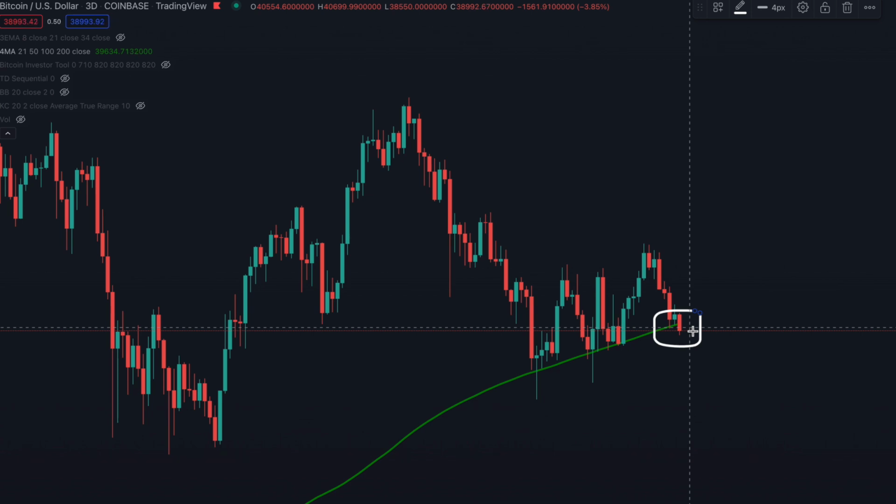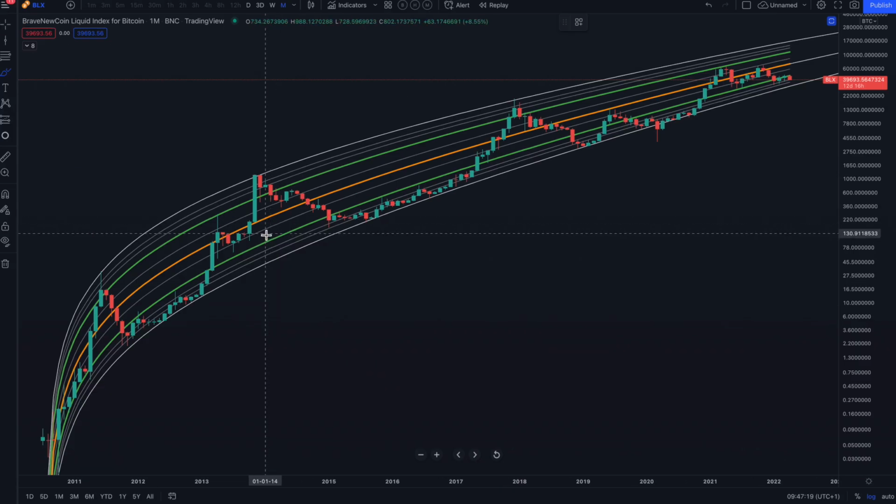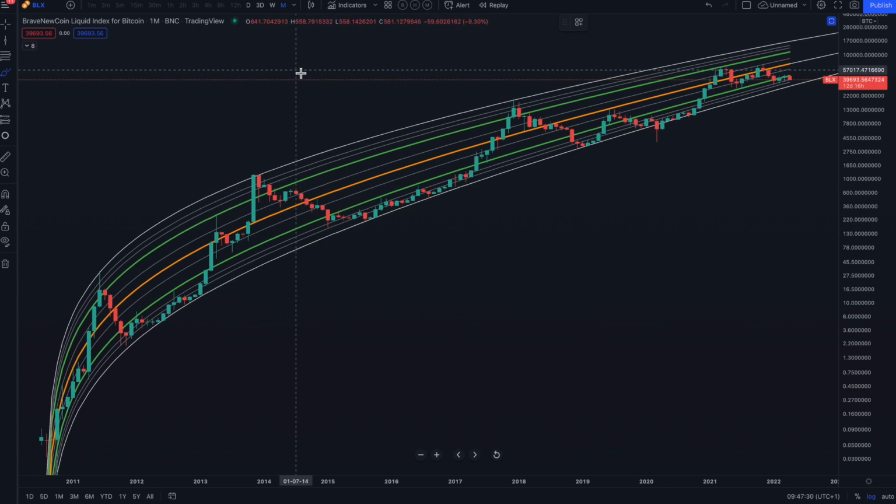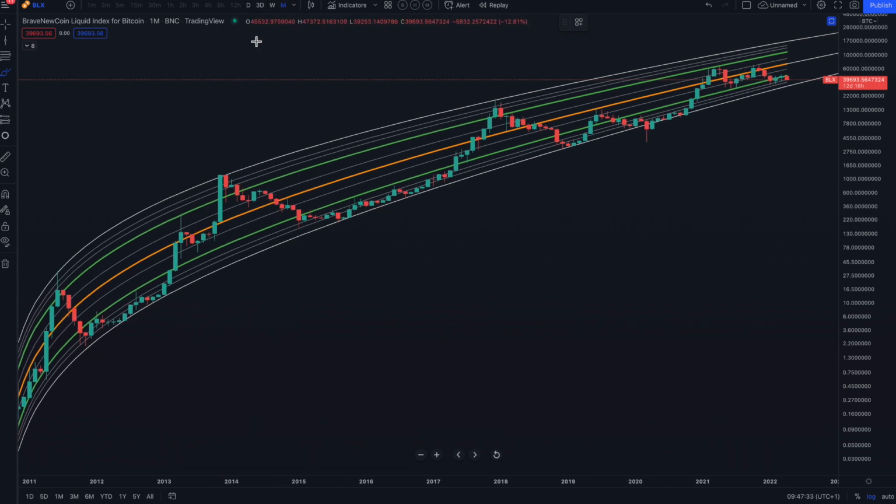So with that out of the way, I'm going to start off with the macro view of exactly what's happening on the bigger picture with Bitcoin. The first big picture view I want to show you is the log growth curve. I haven't shown you this for quite a while now, but it's showing something very interesting, so please take note of this. Firstly, we're going to have a look at it on the monthly chart, the larger time frame, so that we can get the full picture of all the cycles that we've had so far.